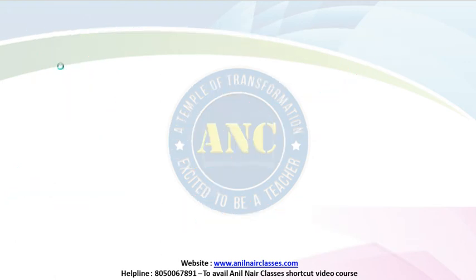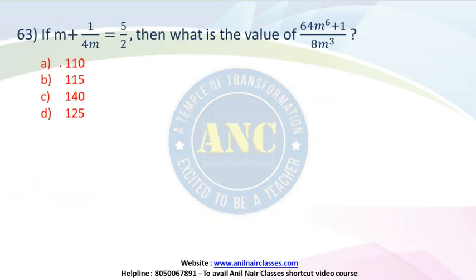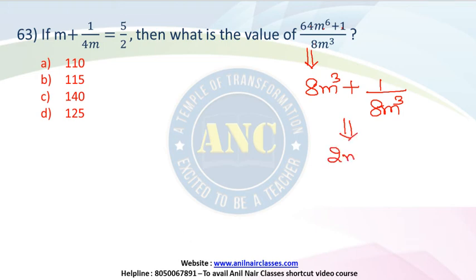See the next question. Question number 63. Pretty much similar to my previous questions. This is what we need to find. Let us not waste too much time. 64 by 8 is 8. m power 6 by m power 3 is m power 3. Plus 1 by 8 m power 3. Further, this can be reduced as 2m whole power 3 plus 1 by 2m whole cube. This is what they are asking you to find.